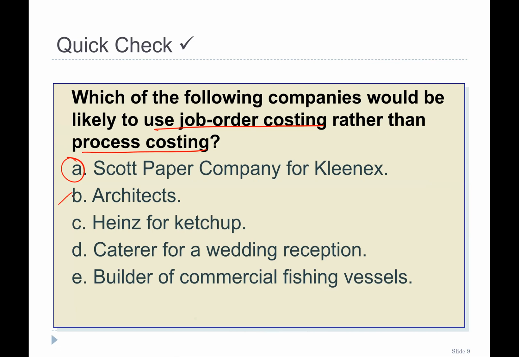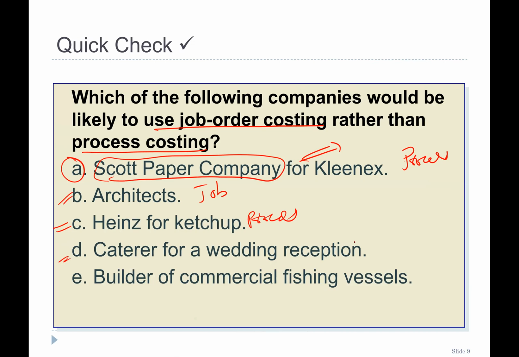Okay, and then architects. Job order costing. Well done. So they are making one paper company for clinics. Process, job. Hands for ketchup. Process. Well done. Caterer for a wedding reception.